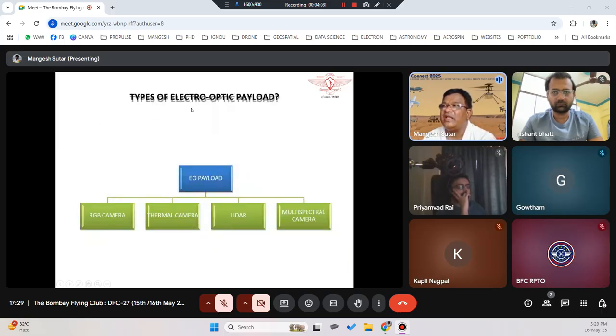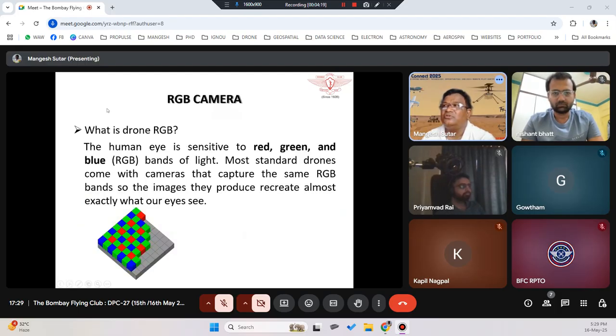Okay, so there are different types of electro-optics payload: RGB cameras, thermal cameras, LIDAR, multispectral, hyperspectral. All of these are electro-optical payloads. Okay. So an RGB camera is nothing but the human eye is sensitive to red, green, and blue bands of light.